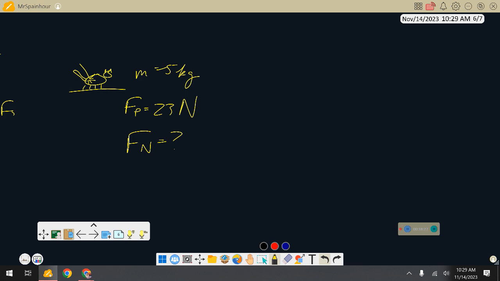Force diagram on this cat, what have you got? Force of gravity down. Wait on force normal, always until the end. Force of person down.